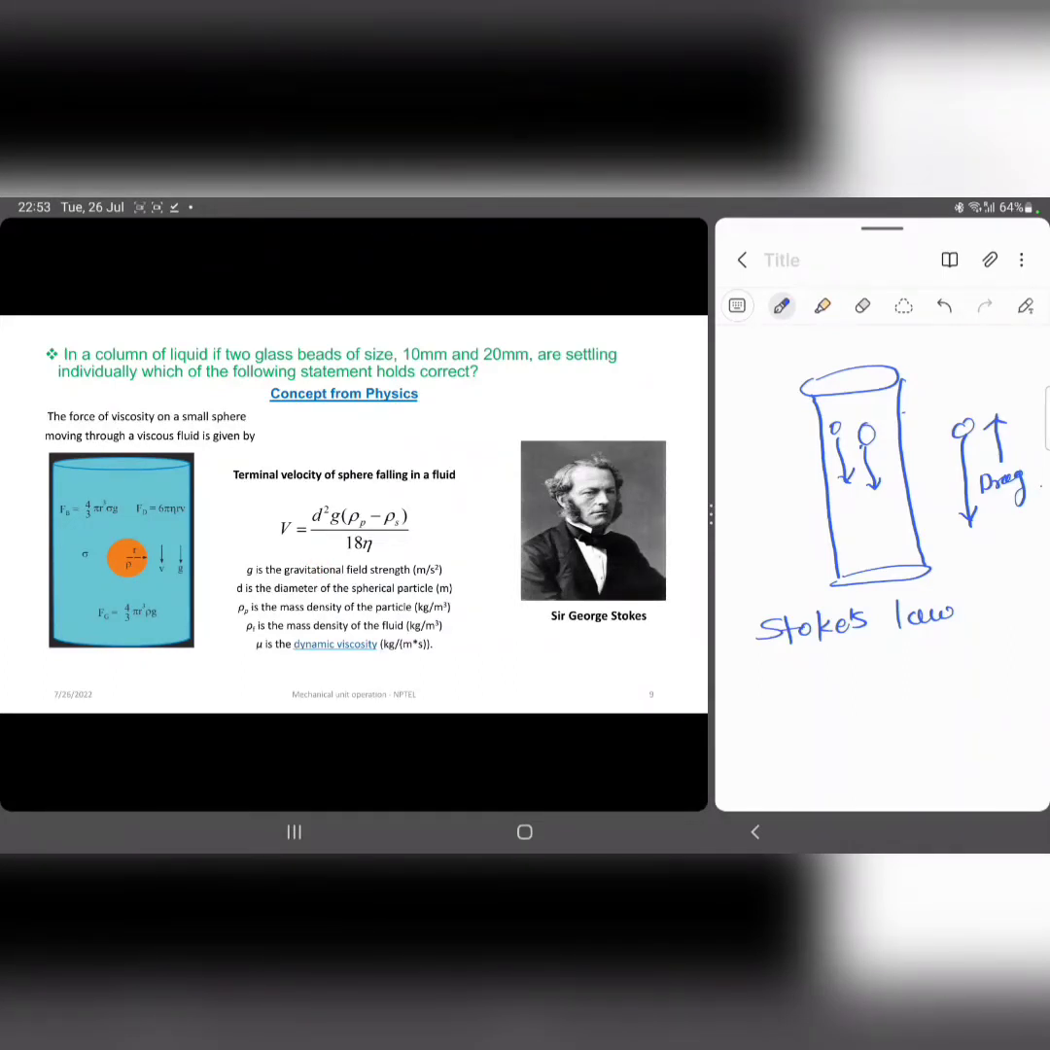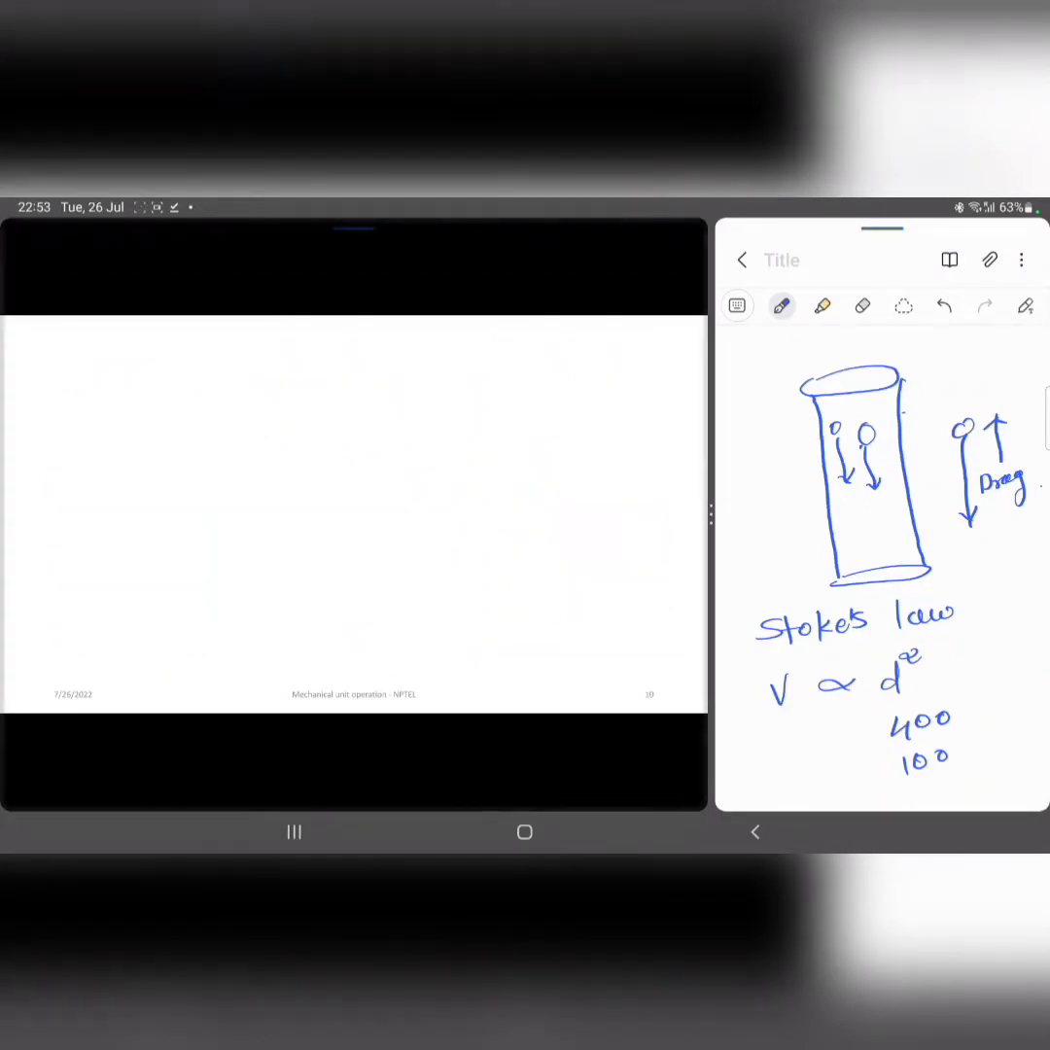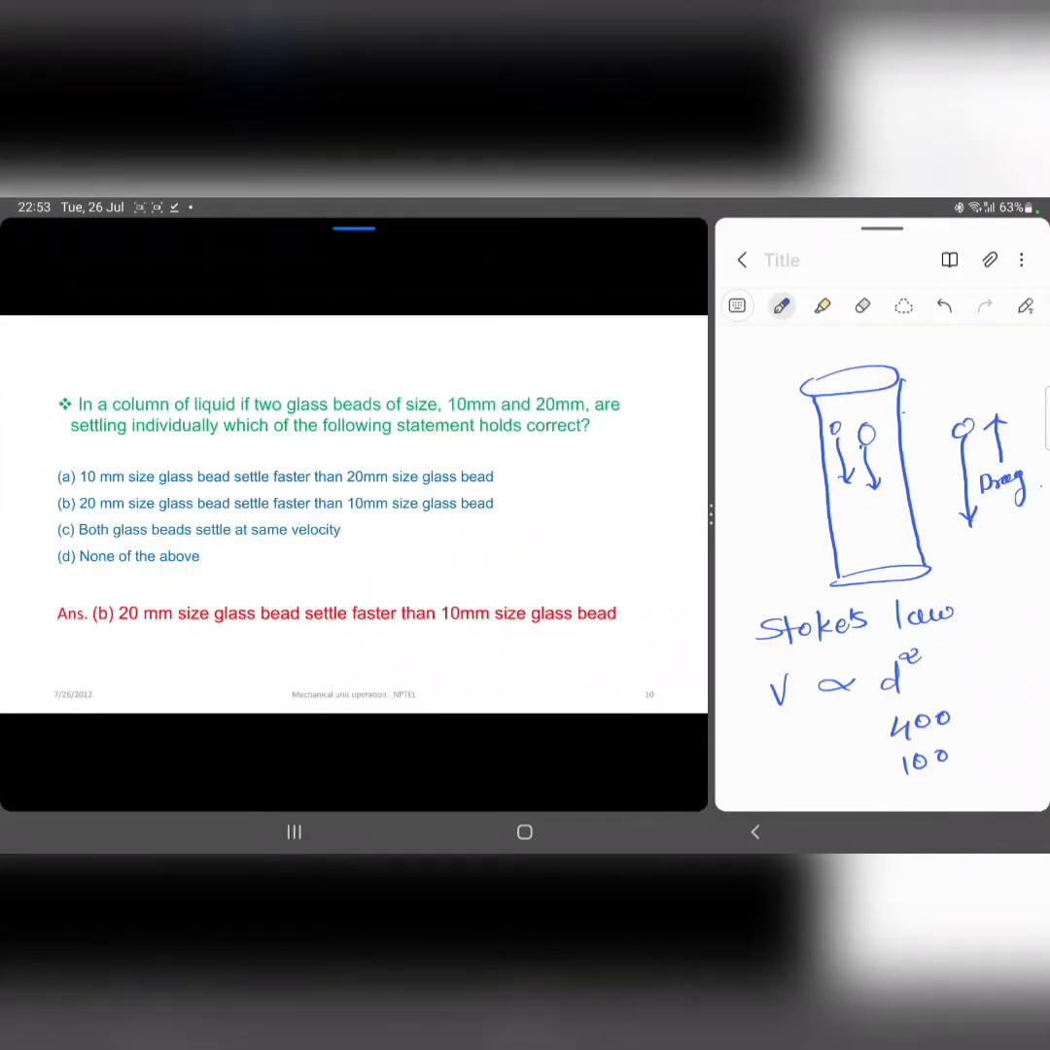As you can see here, V is directly proportional to d square. Here we have particle diameters of 20 mm and 10 mm. So definitely the 20 mm particle has a higher velocity than the 10 mm particle. That's why we can say that the 20 mm particle settles faster than the 10 mm particle. So this is a small simple example. I think you all understand this.